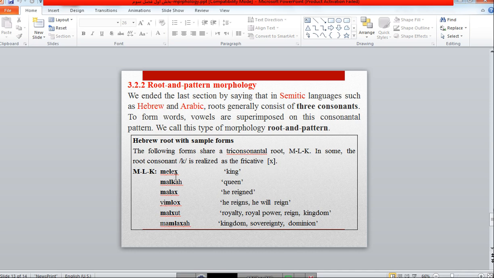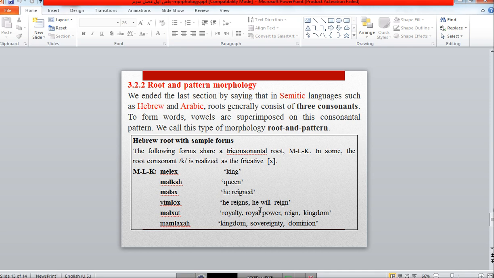Okay, you see, Melek. So we superimpose the vowels on that three consonant pattern. Or Malaka, Malak, Yamluk, Malakut, Mamluk. You see here, Mamlaka. These are words which can be produced by these three consonantal roots, on which we superimpose the vowels on the patterns, and we produce different words with different meanings. This is a kind of pattern which we use in Semitic languages like Arabic.